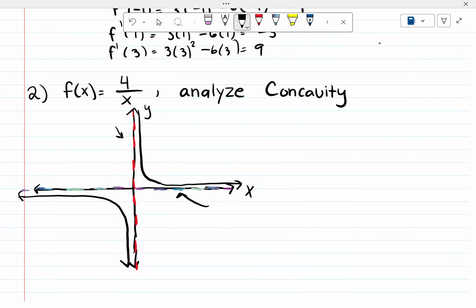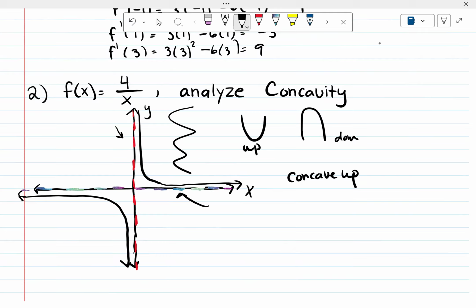So is there a concavity up and concave down? Yes, it is concave up. So what is concave up? Something like this, right? This is up, and then this would be down. So I think this region right here is concave up, right?